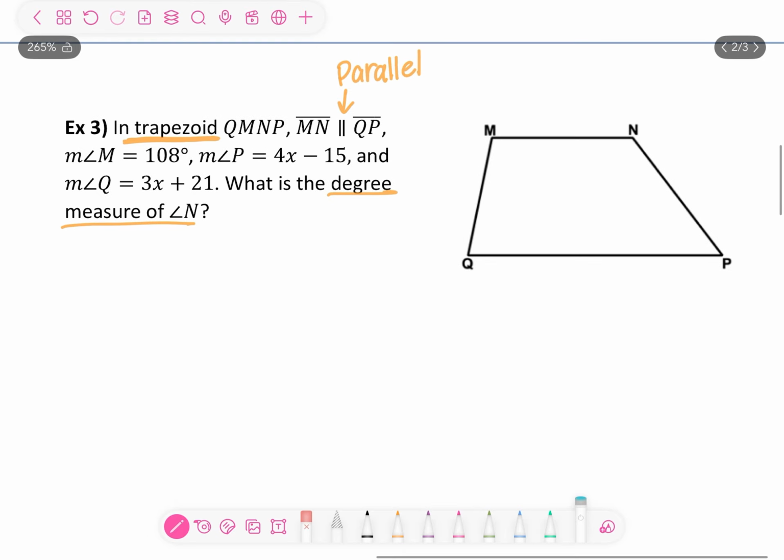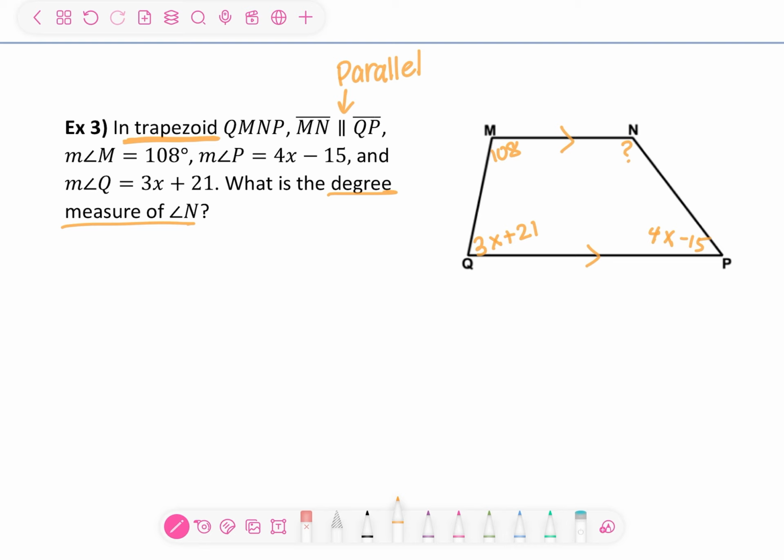Okay, so let's take a look. So the parallel lines, let's go ahead and notate those. MN is parallel to QP. Okay, now let's label all of our angles and see what kind of relationships we can use. So M is 108 degrees. I'm just going to ignore the degrees for now, just to make my figure a little simpler. P is 4x minus 15. And Q is 3x plus 21. And then N is the one we're looking for. So I'll just put a question mark up there.